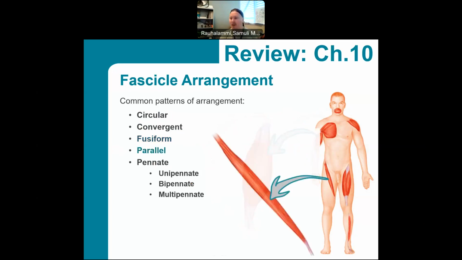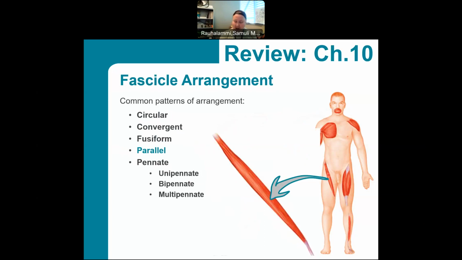If we're looking at other examples, a parallel arrangement of the fiber direction is worthwhile to notice. So here we have literally these fibers that are very, very parallel. A good example of that would be our sartorius muscle, a long, thin band where all the fibers run roughly in the same direction for nearly the entire length of the muscle.